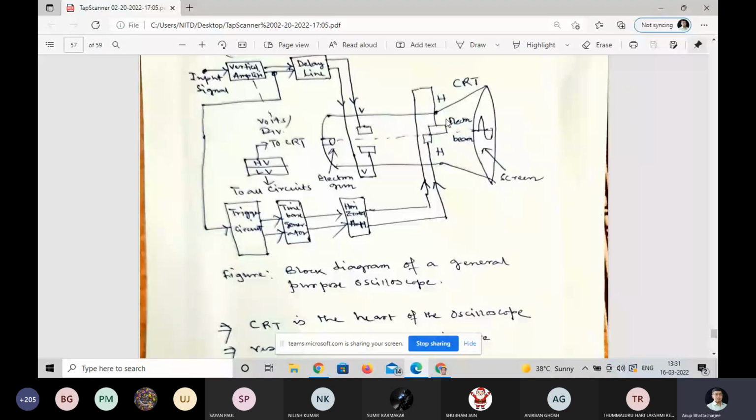I have already stated that the horizontal deflection plates allow the spot to move along the x-axis, and the vertical deflection plates allow the spot to move along the y-axis. That is why these are called horizontal deflection plates and vertical deflection plates. Now, these movements are independent of one another, so that the CRT spot can be positioned anywhere on the screen by the simultaneous application of appropriate vertical and horizontal voltage inputs. So these movements are not dependent on each other.